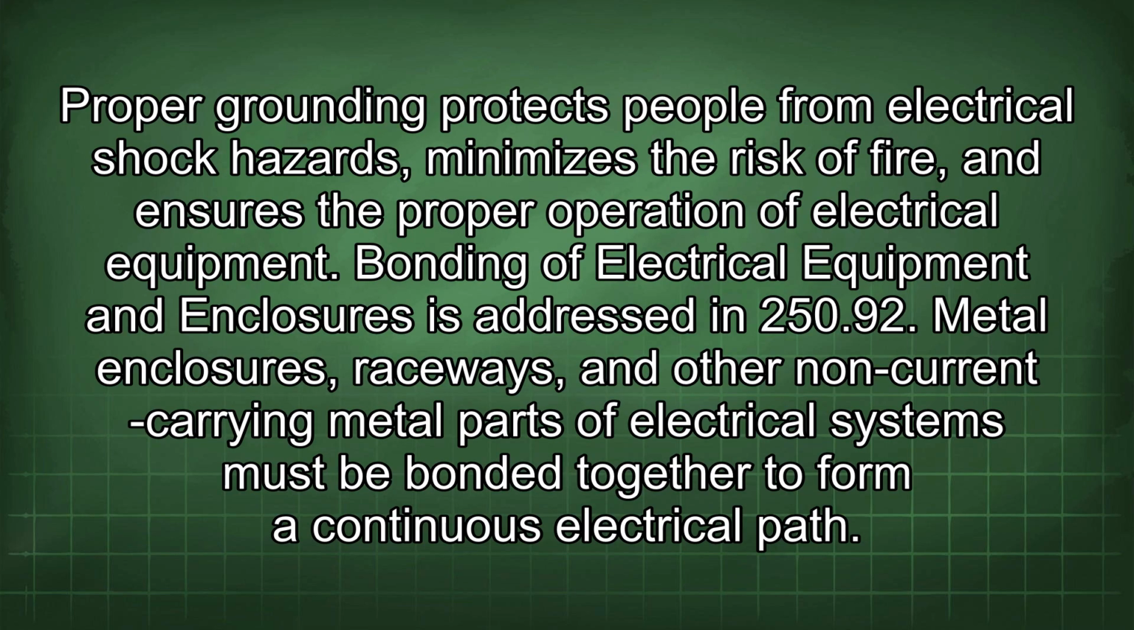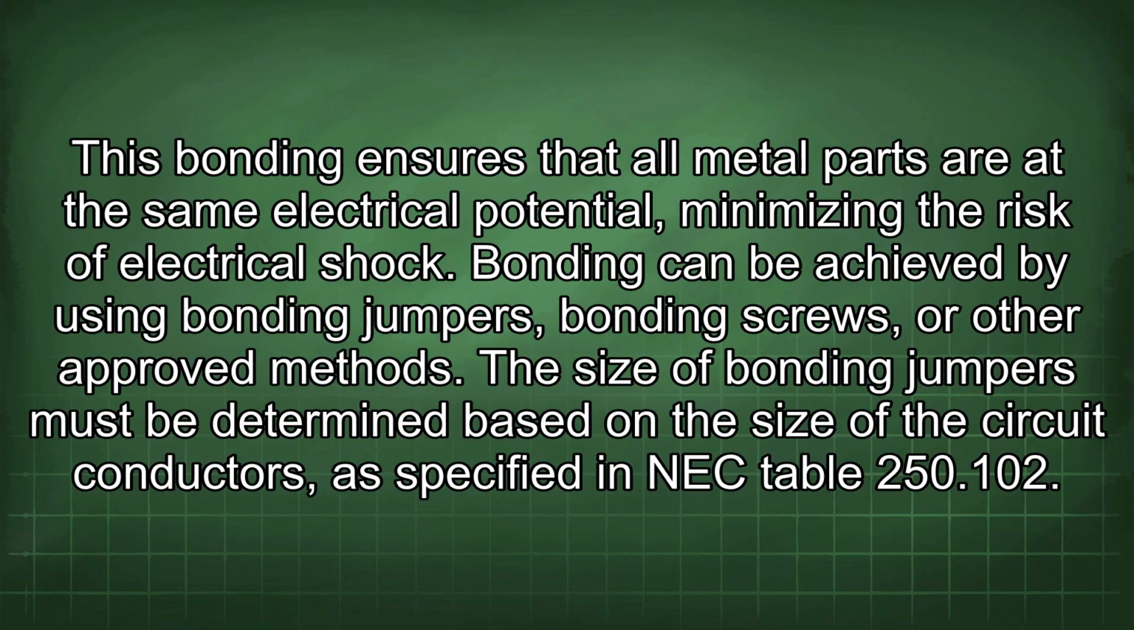Metal enclosures, raceways, and other non-current carrying metal parts of electrical systems must be bonded together to form a continuous electrical path. This bonding ensures that all metal parts are at the same electrical potential, minimizing the risk of electrical shock. Bonding can be achieved by using bonding jumpers, bonding screws, or other approved methods.